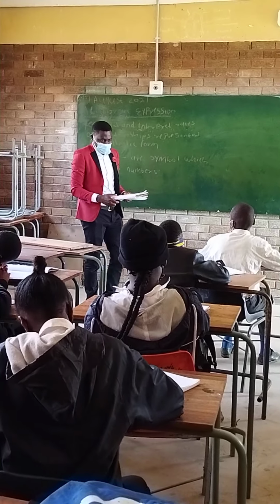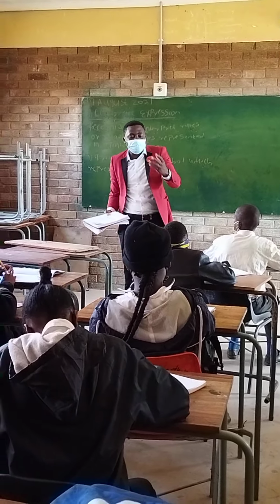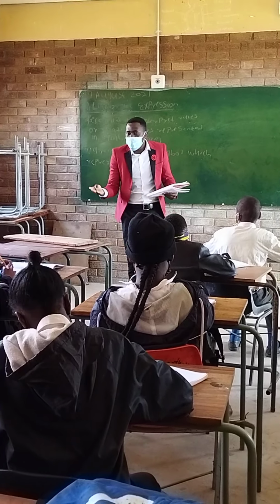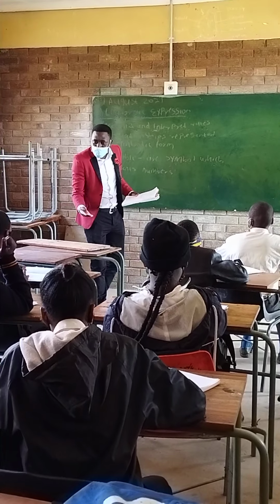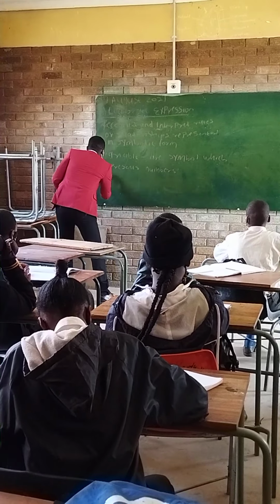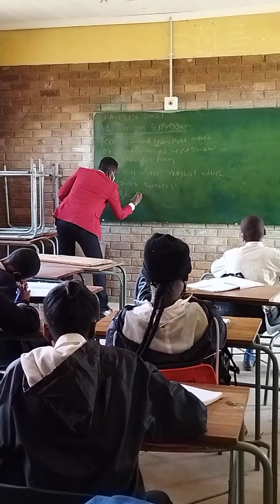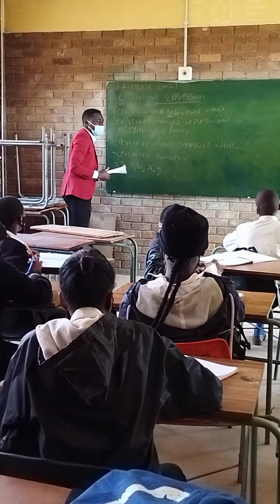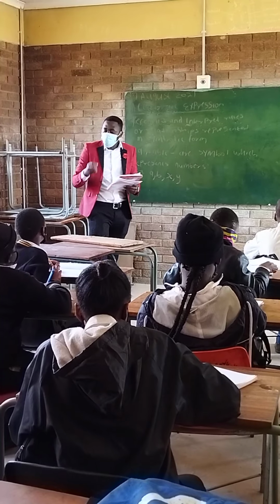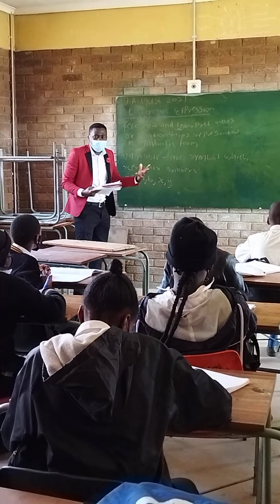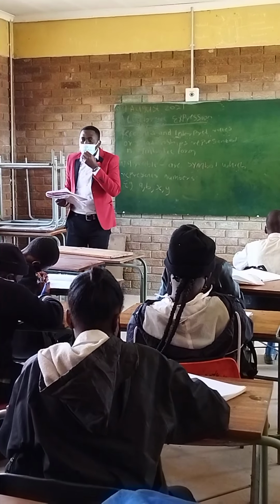For example, we have A, B, C, X, and Y. Most of you know what X and Y are. These are variables, e.g. A, B, X, and Y. We need to know this language so that when you do an algebraic expression, it will be simple for us to understand what they are looking for.